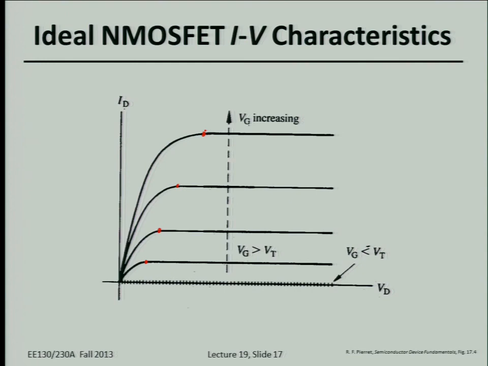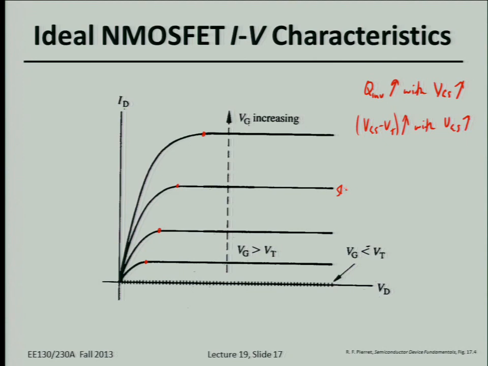So not only the maximum velocity due to the maximum lateral field, but something else also increases with VG. The charge, right? The inversion charge density. So Q inversion increases with VGS increasing, and also with VGS minus VT, the maximum electric field that can be applied across the inversion layer increases with increasing VGS.